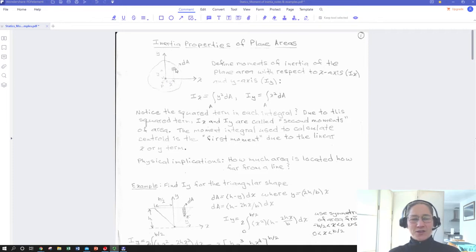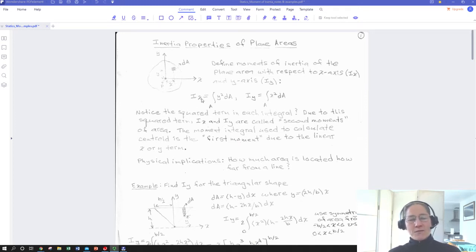So here's some dimensions given. That's how far this little area bit is from the actual coordinate axes x and y, or our i-hat and j-hat axes. So we would define the moments of inertia of the whole plane area with respect to either the x-axis, and that's I sub x, so moment of inertia with respect to the x-axis is a capital I with a subscript x, or with respect to the y-axis, capital I with a subscript y, as two different integrals.